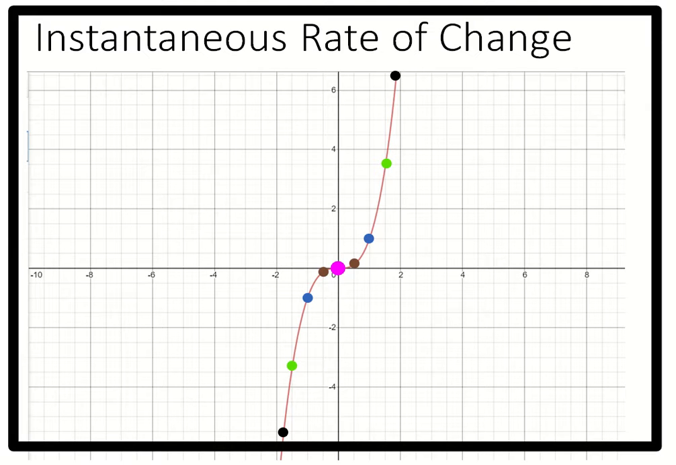Okay, so let's talk about instantaneous rate of change. In the previous video we talked about average rate of change, and how to find that. You need 2 points. You connect those 2 points with a linear line, and then you find the slope of that linear line, and that gives you the average rate of change.